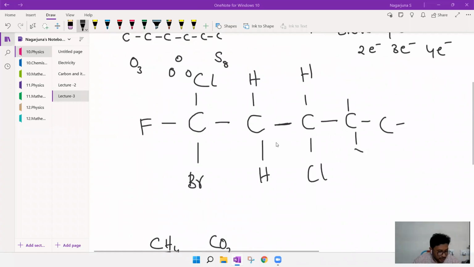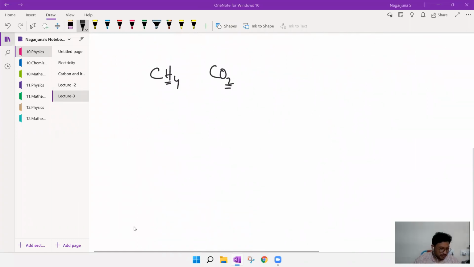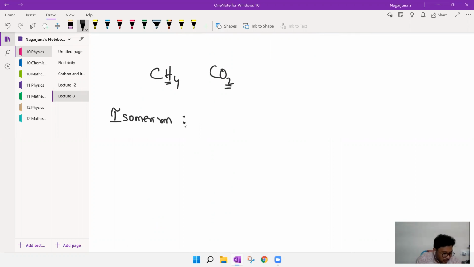Then we'll try to see isomerism. That's a new word. So what is meant by isomerism? If a molecular formula represents two or more structures having different properties, for example, this we'll try to understand after learning about chains, branches, and rings. So before that, let us try to understand what is meant by allotropes.